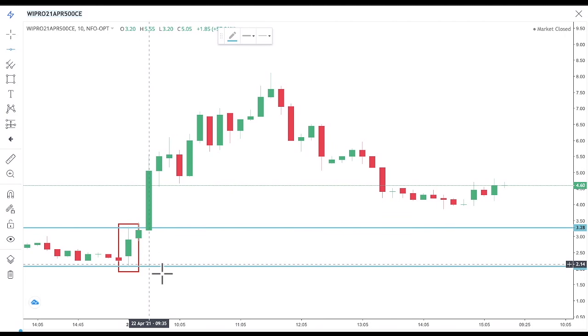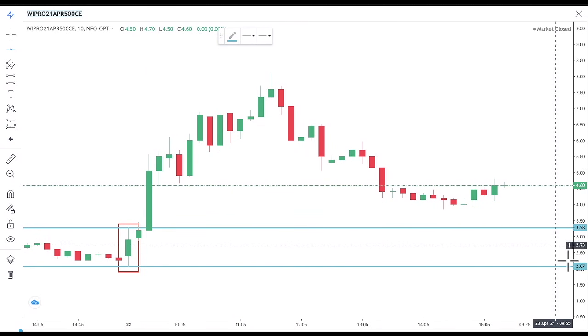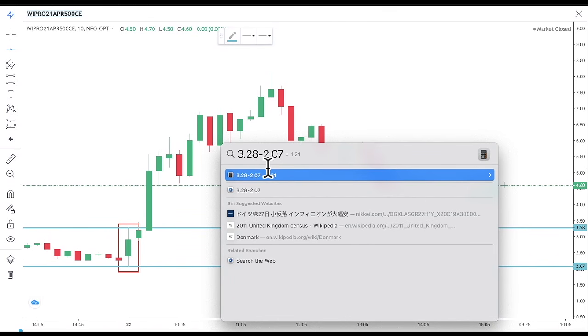Now let's calculate the risk. At what price we are entering? We are entering at 3.28. So the stop loss where we will exit is 2.07. So 3.28 minus 2.07 is 1.21.